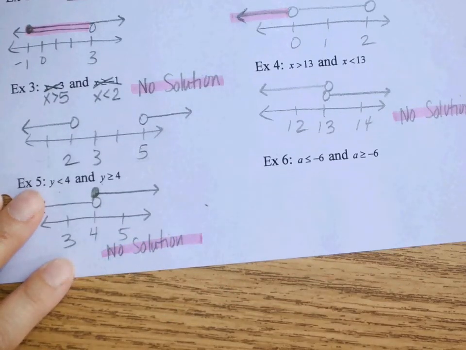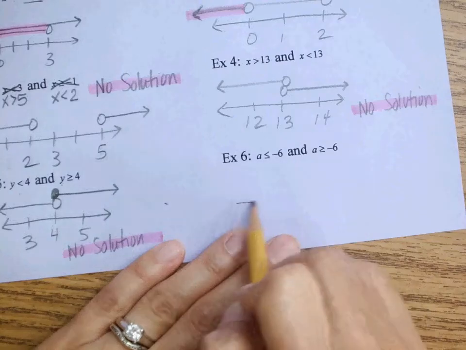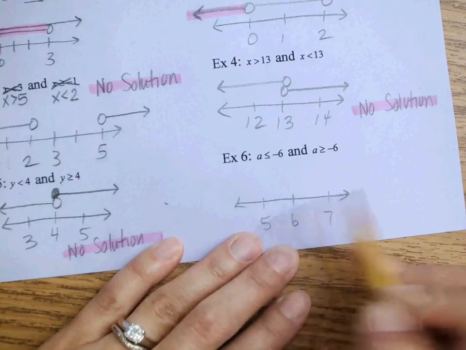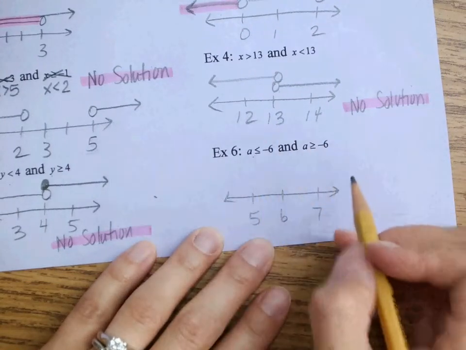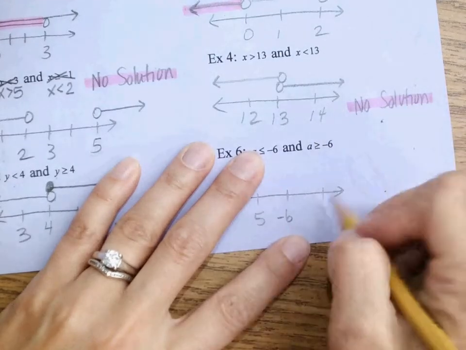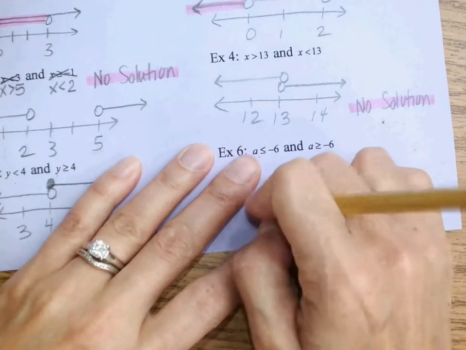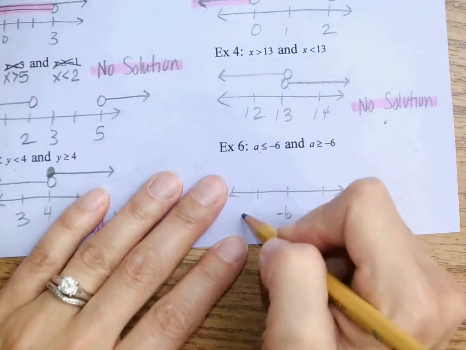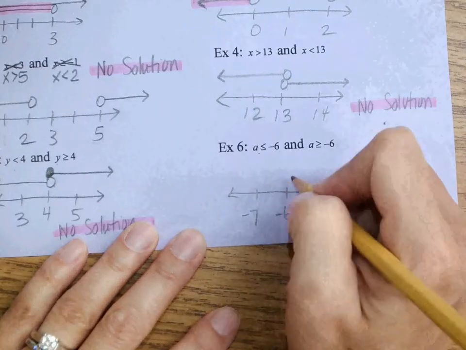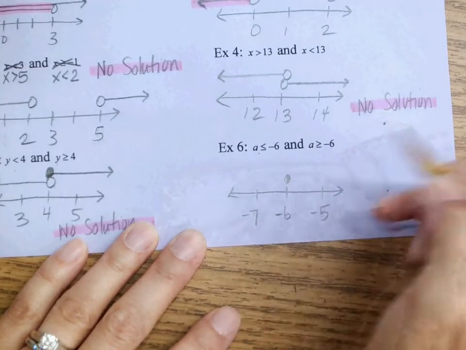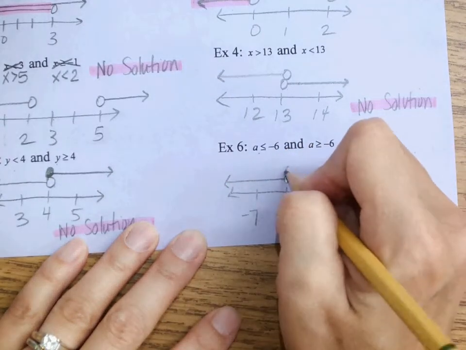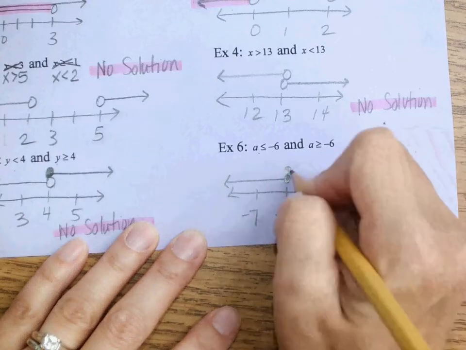And number 6, taking a look at my numbers, creating my number line, I'll have -6, -7, and then -5 in here. And so I have a is less than or equal to -6. Oh, I didn't realize they were negative. Moving a little too quickly, I think. Okay, here we go, trying this again. So a is less than or equal to -6, so closed circle, less than or equal to, my arrow will go to the left. A is greater than or equal to -6, and so arrow to the right.